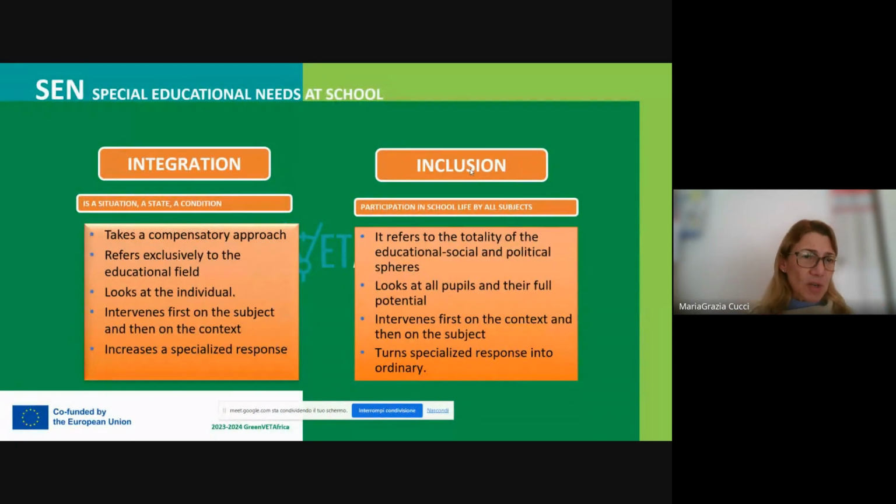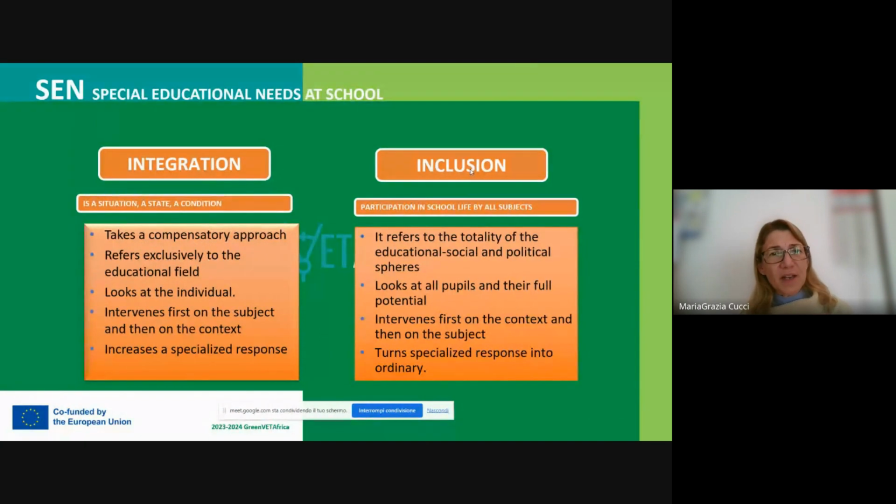Integration is a situation, a state, a condition. It has a compensatory approach. If we cannot do something in one way, we do that in a different way. If I cannot see well without my glasses, I put on my glasses and I better my way of seeing the PC and all the world. I cannot drive without my glasses. It is necessary. It's a compensatory approach.